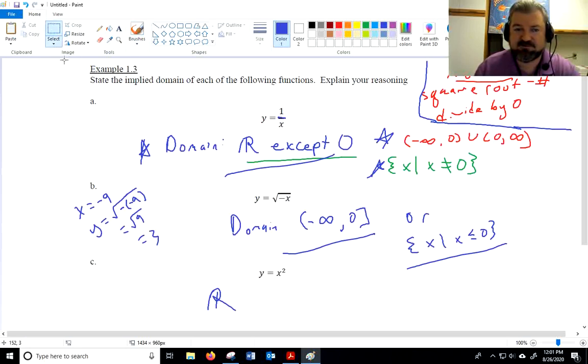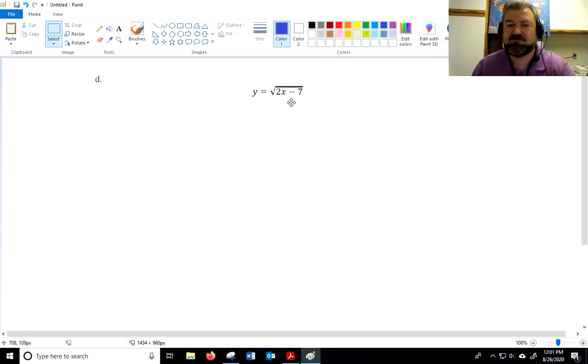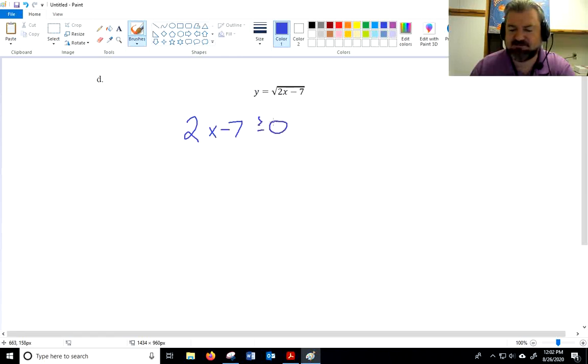I'll just clear this whole thing out, actually. So I have the square root of 2x minus 7. Well, what I need to do here is set up an equation that I can use to figure out what I can't have. We know that we cannot square root a negative. So I'm going to solve for the requirements for what 2x minus 7 must be. 2x minus 7 must be greater than or equal to 0.